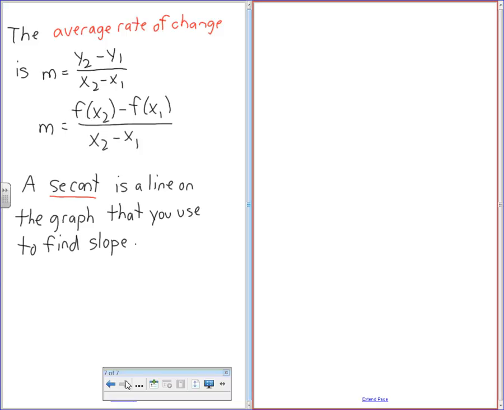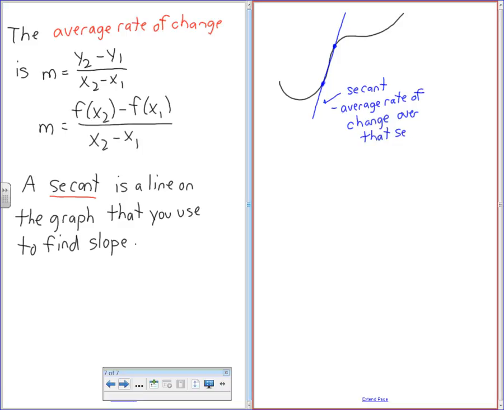Okay, I'm going to draw a quick little sketch and we can see. So here's my example. What a secant is going to be is that line right there. So you find the slope of that. This is a secant. It gives you the average rate of change over that segment.